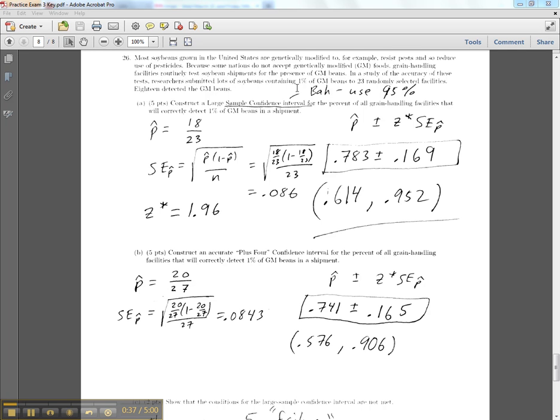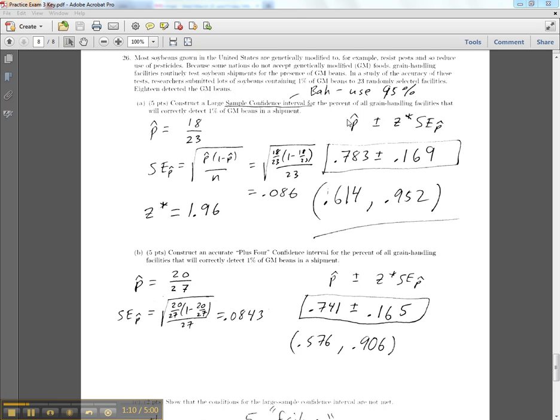All right, so A wants us to construct a large sample confidence interval for the percent of all grain handling facilities that will correctly detect 1% of genetically modified beans in a shipment. Okay, so the question you need to be asking yourself is, I gotta figure out a confidence interval. Am I using T interval, Z interval, or a proportion Z interval? Well, sigma's not given to you, so you can eliminate Z interval. There's no sigma here. And for T, you're gonna have to find a standard deviation of something, and nothing is given to you as far as standard deviation or means.